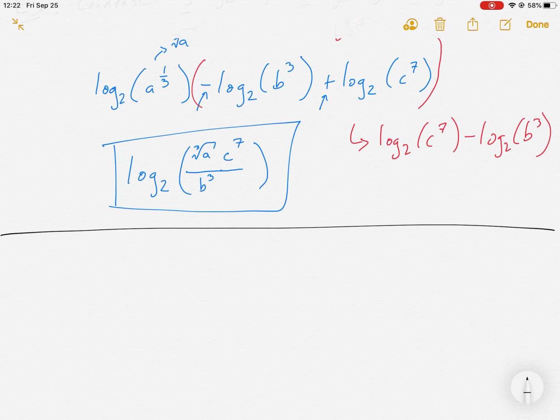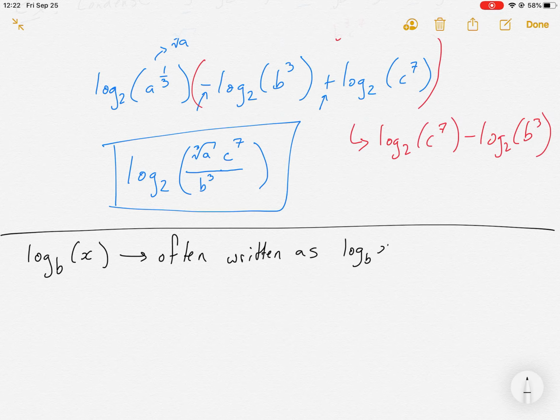Now before we get into any more examples, I want to point out that a lot of times if you have log base b of something, I'll just call it x here, this is often written as just log base b and then they put the x there. Or I could just do log of x. A lot of times this is just log of x like this. That's totally fine.